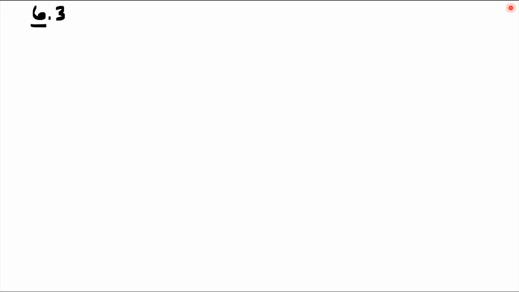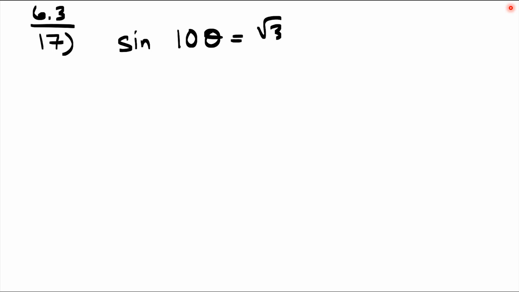Going on. 6.3 number 17 I think is on the list. Yes, 17. Okay. The problem is sine 10 theta equals square root of 3 over 2. Okay, now again, all degree values. Okay, so same thing as 13. We're going to go back to unit circle again.